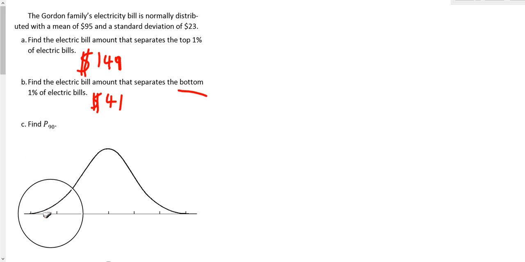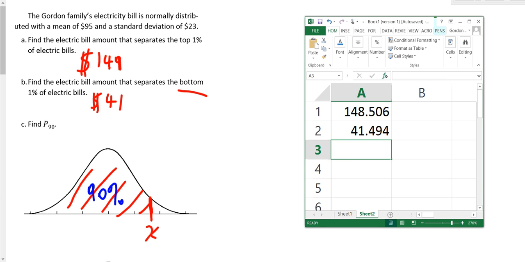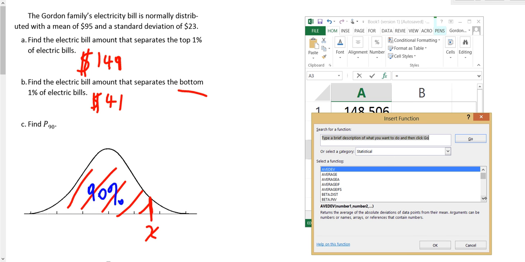For the last one, we're looking for the 90th percentile. The 90th percentile is the x value that separates the bottom 90% from the top 10%. Once again, I have the area to the left, because a percentile is the percentage of values that this particular value is larger than. So once again, this is direct use of Excel. We can highlight this, click FX once again. It's still on statistical because I've already used those. Scroll down to norm.inv again.